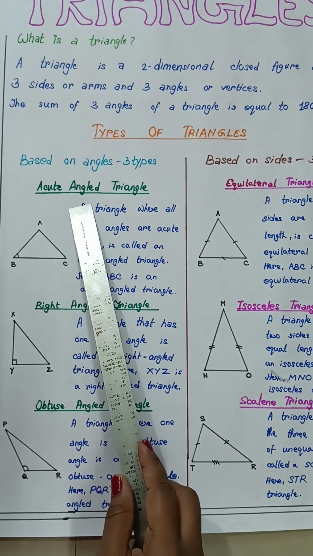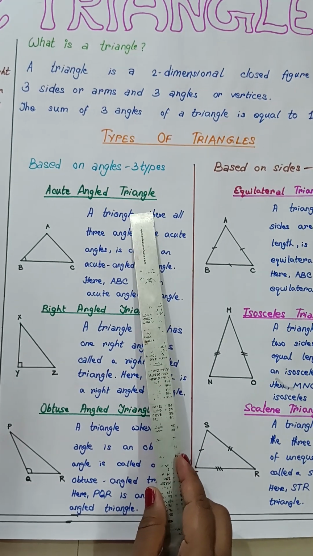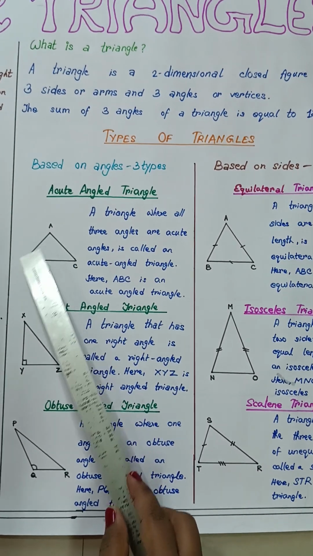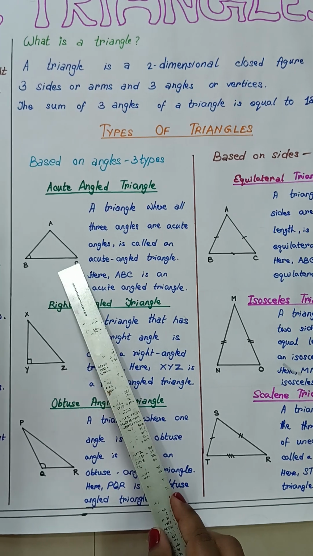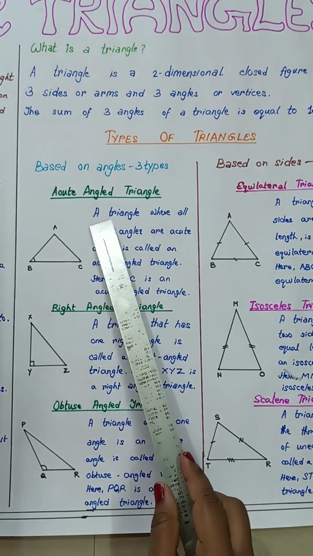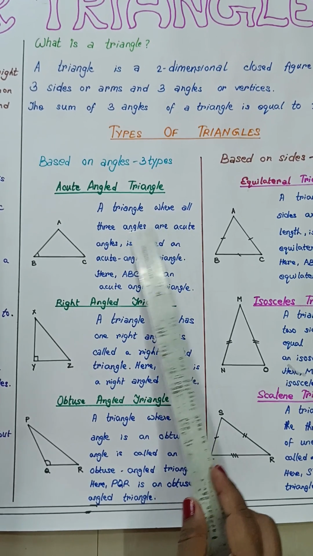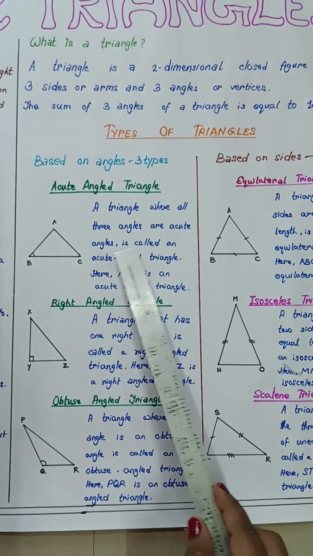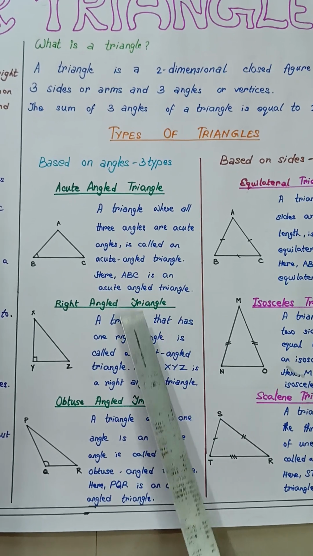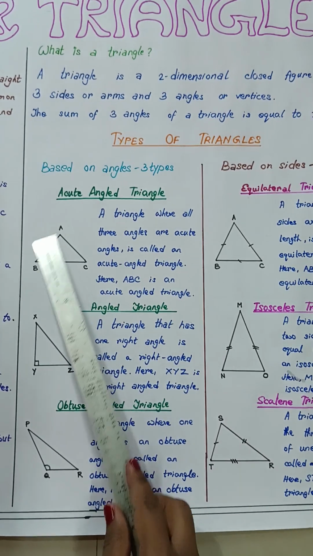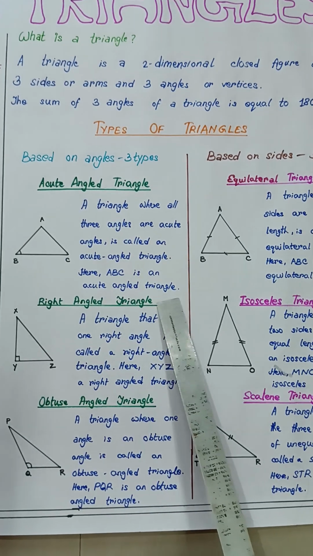First is the acute angle triangle. The figure looks like this. This is the picture of an acute angle triangle. So what is that? A triangle where all three angles are acute angles is called an acute angle triangle. Here ABC is an acute angle triangle.